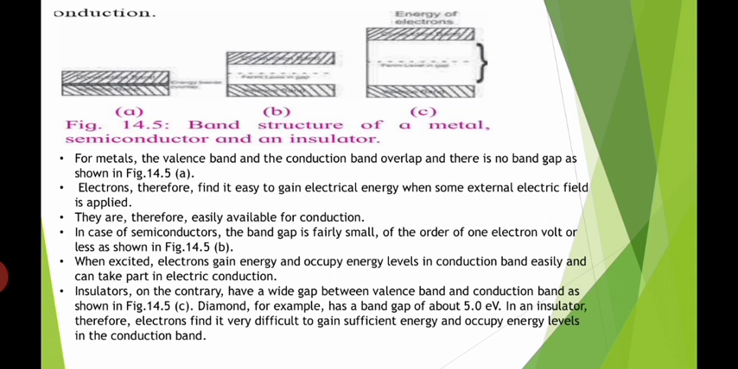Insulators, on the contrary, have a wide gap between the valence band and the conduction band, as shown in figure 14.5c. Diamond, for example, has a band gap of about 5 eV. In an insulator, therefore, electrons find it very difficult to gain sufficient energy and occupy energy levels in the conduction band.